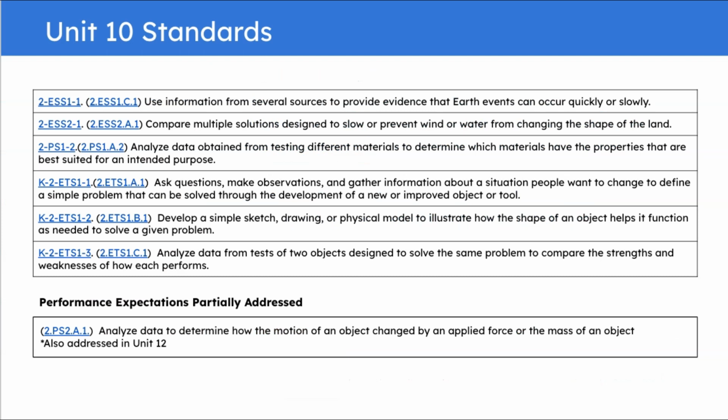This unit covers several second grade Earth and Space Science standards about Earth events and change over time, along with engineering standards to define, design, and analyze data on a solution to a problem. 6 of the standards are covered in all dimensions, and 1 physical standard is partially addressed. Each of the Next Generation Science Standards corresponds to a Missouri Learning Standard listed in parentheses on this chart. If you'd like, take a moment to pause the video and review them.